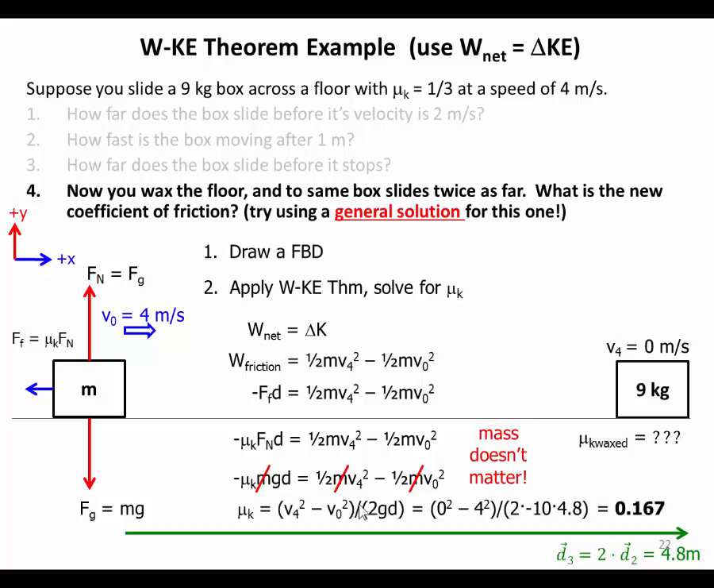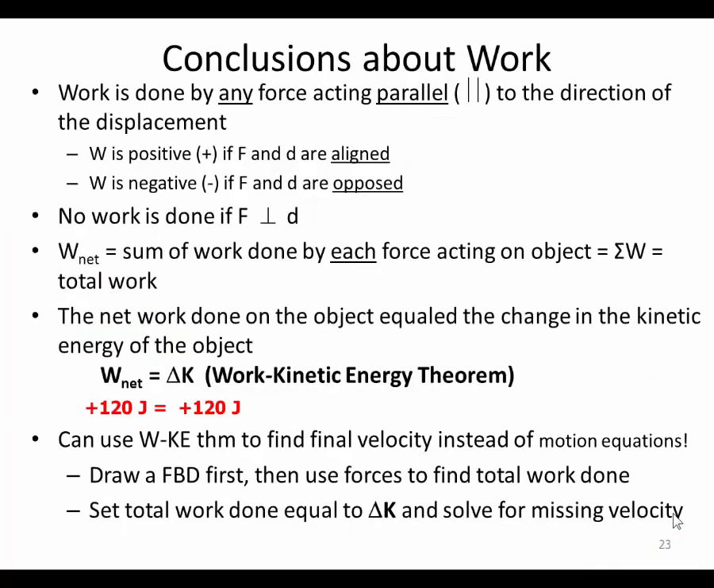So if we go ahead and solve, remember, our V final is zero, so that's an easy zeroing situation. If you crank out these numbers a little bit, and I solve for mu k, just divided out by negative g d, I come up with a nice answer of 0.167, or 1/6, for the mu for the wax floor.